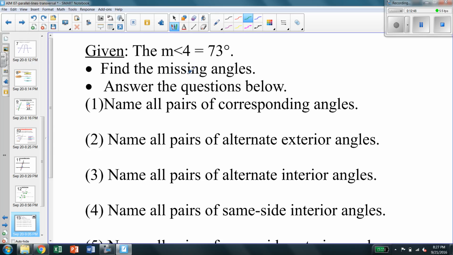So we're given that the measure of angle 4 is 73 degrees, and what should be here, sorry, I must have left it out, is that we had parallel lines, right? So we have parallel lines, angles 1, 2, 3, 4, 5, 6, 7, 8, and take a few minutes, fill this out, see what you get.